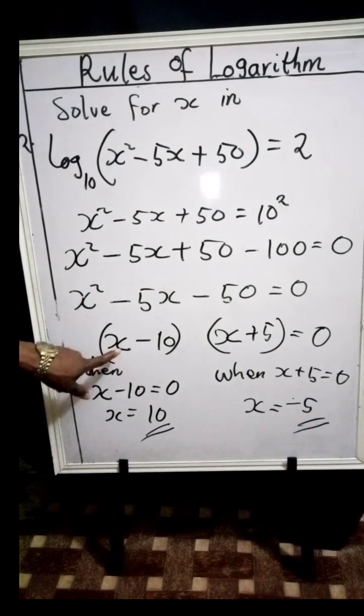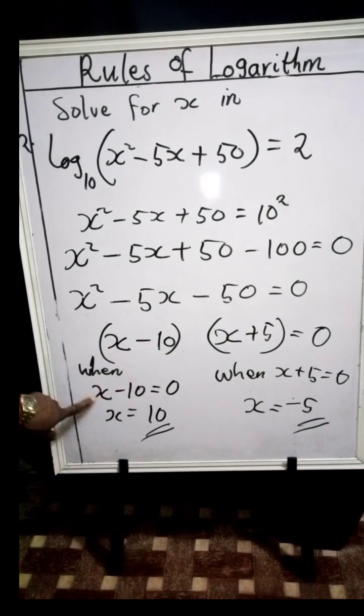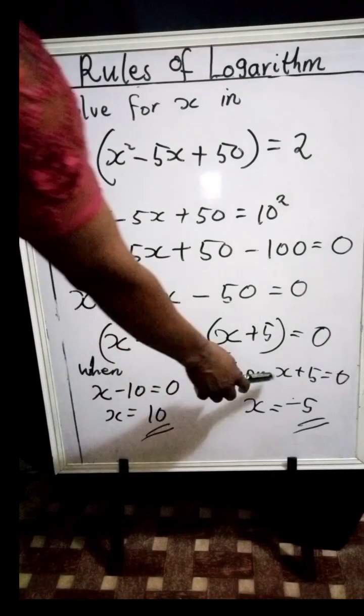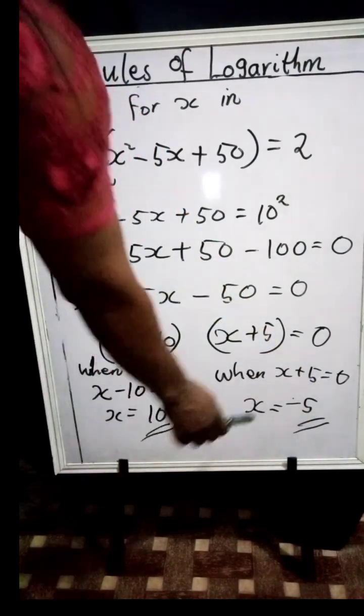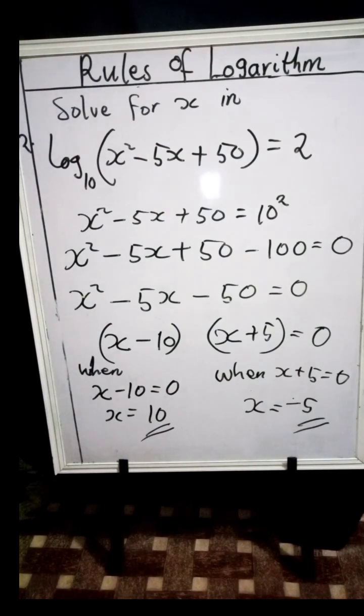When x minus 10 is equal to 0, it means that if we move this 10 to the other side, we will get +10, such that x is equal to 10. And when x plus 5 is equal to 0, x is equal to -5. So the two values of x are +10 and -5. The question is solved.